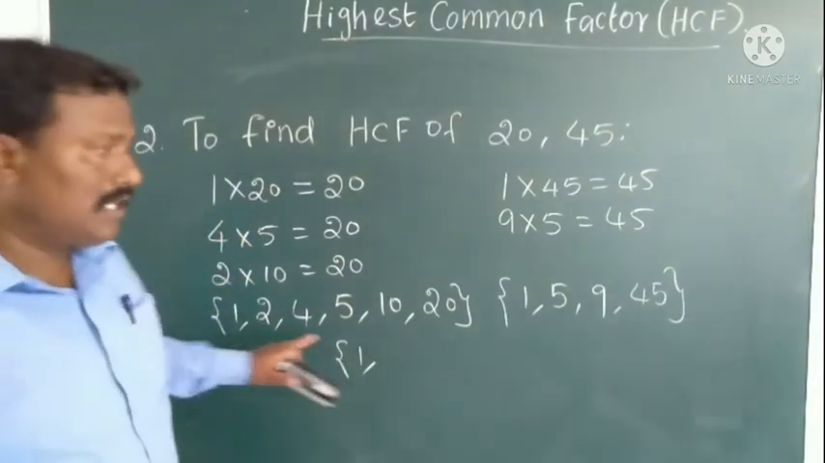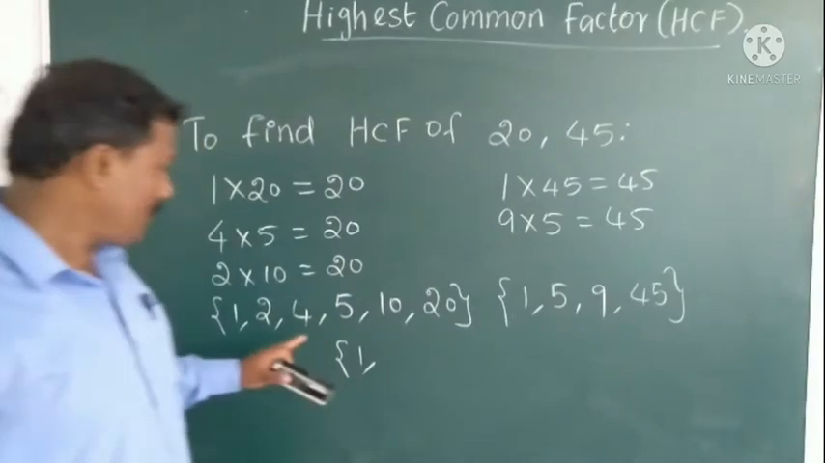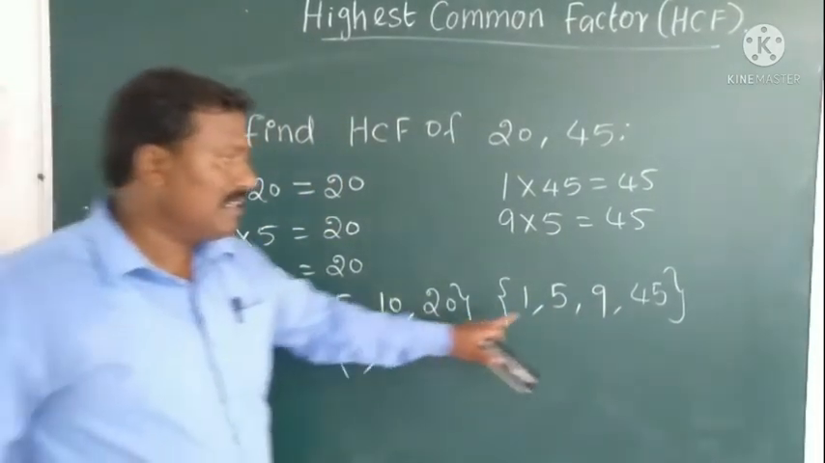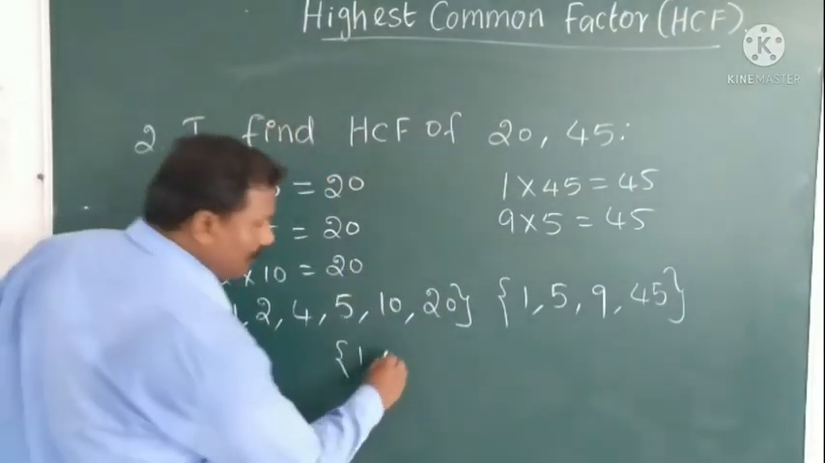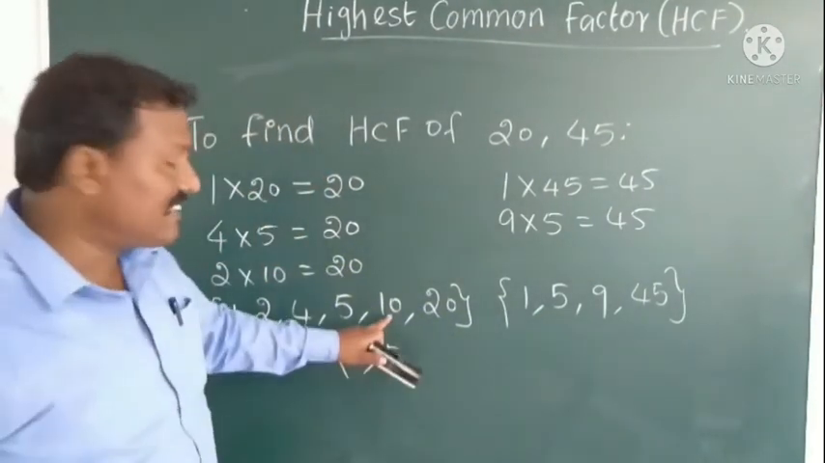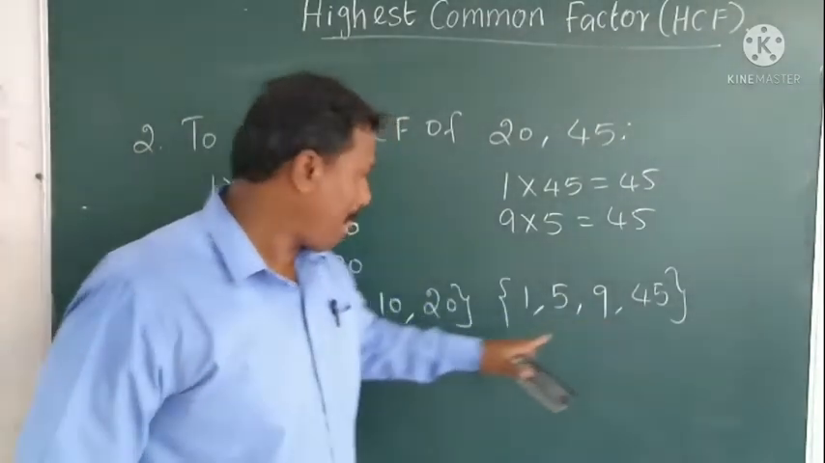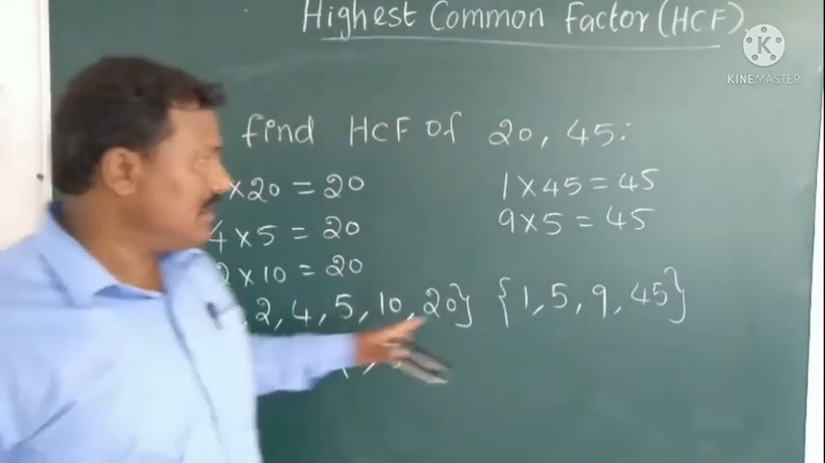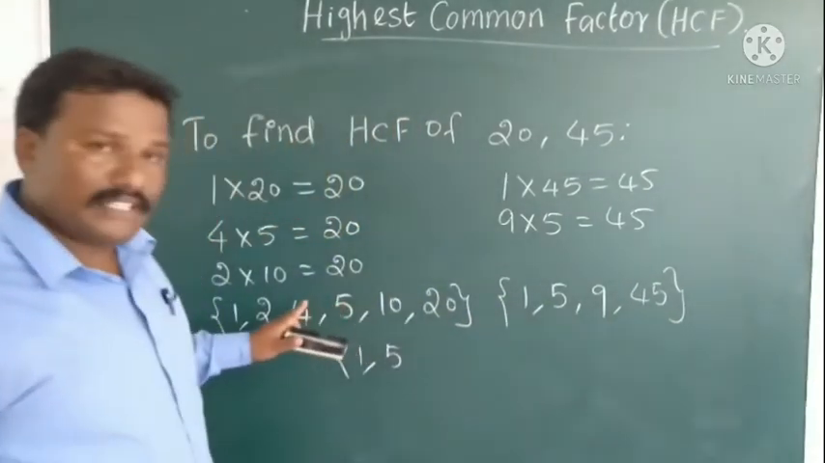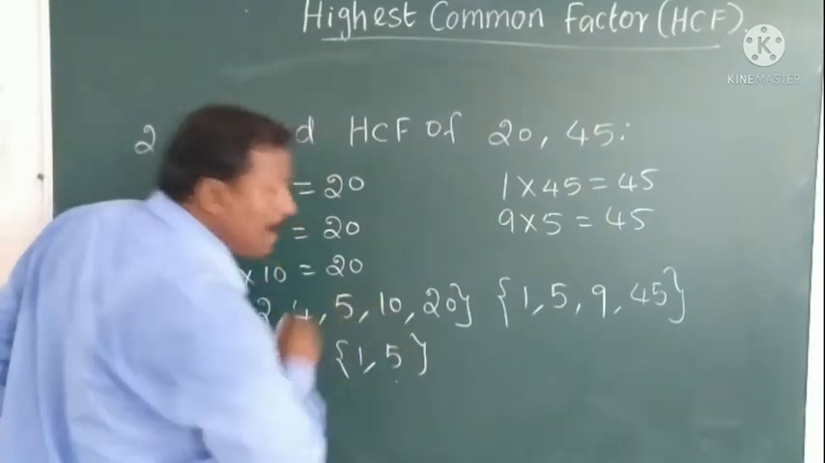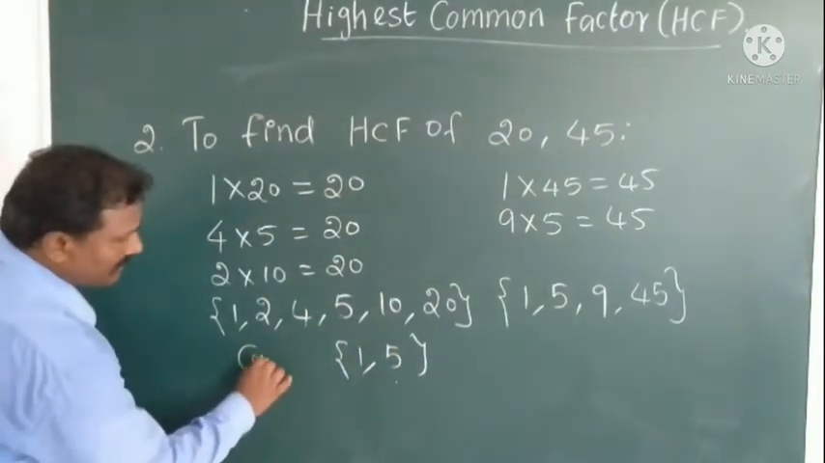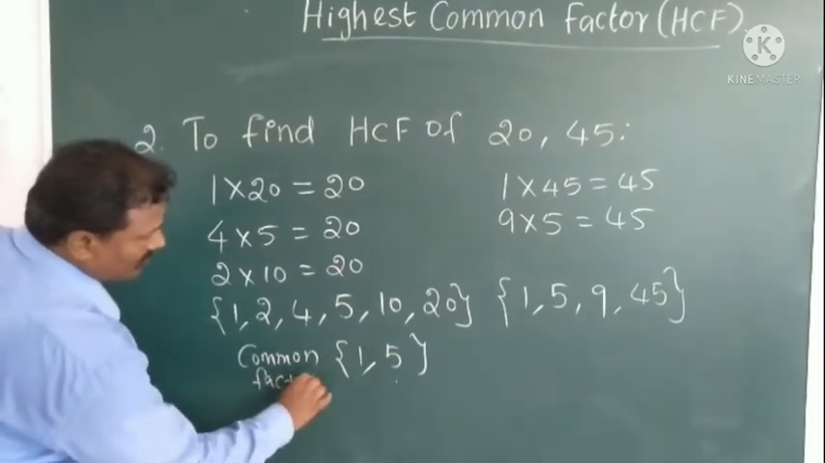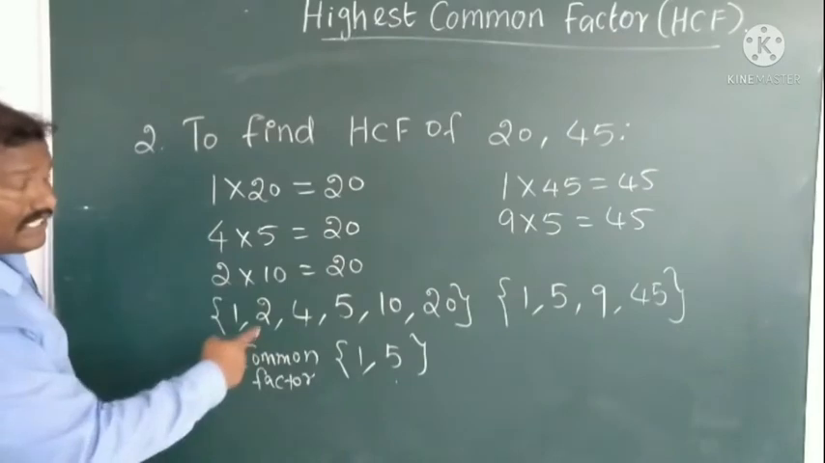Here 2 is available, but here there is no 2. Here 4 is available, here there is no 4. Here 5 is available, here 5 is also available, so it's a common factor. Then here 10 is available, here there is no 10. Then 20, there is no 20. Here 9 is there, but here there is no 9. Here 45 is there, here there is no 45. So only 1 and 5 are common factors. This is the common factor of 20 and 45.